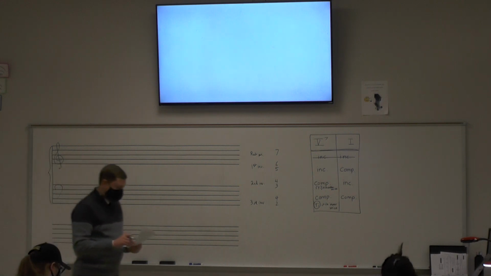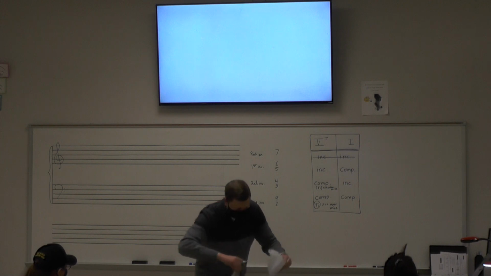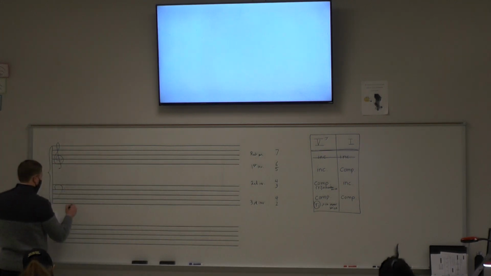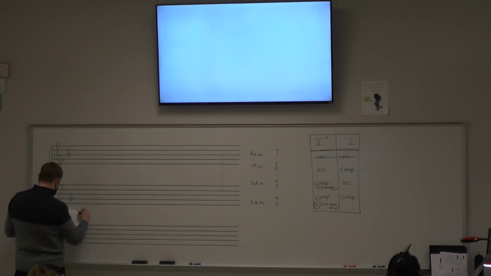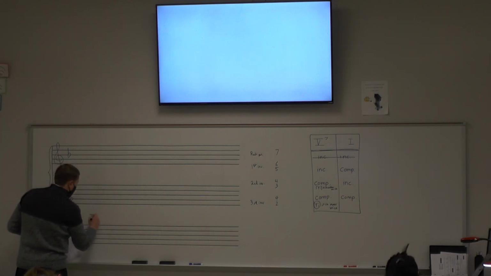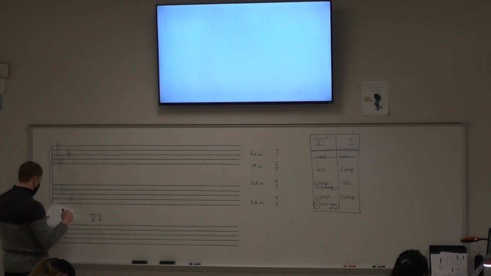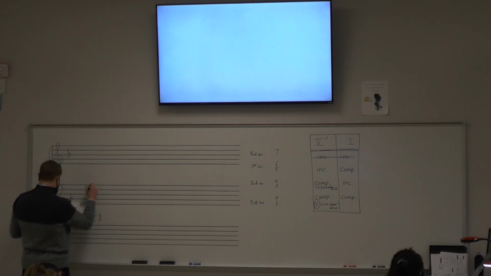Let's see, what key do I want to use here? For my example, let's go to the key of D minor, which has 1 flat in the key signature. Let's start with part writing a 5, 6, 5 chord. That is a first inversion dominant 7. Let's make sure I copy this right.